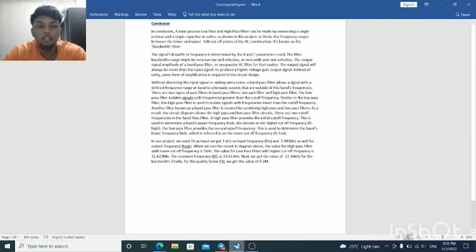Hi, now I'm going to present our conclusion from this project. In our project, we use 1 volt as input. We got 1 kHz as input frequency and 5.491 kHz as the output frequency.